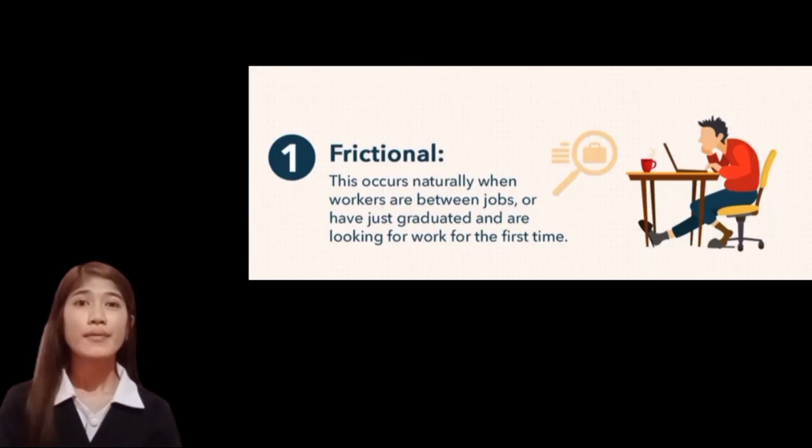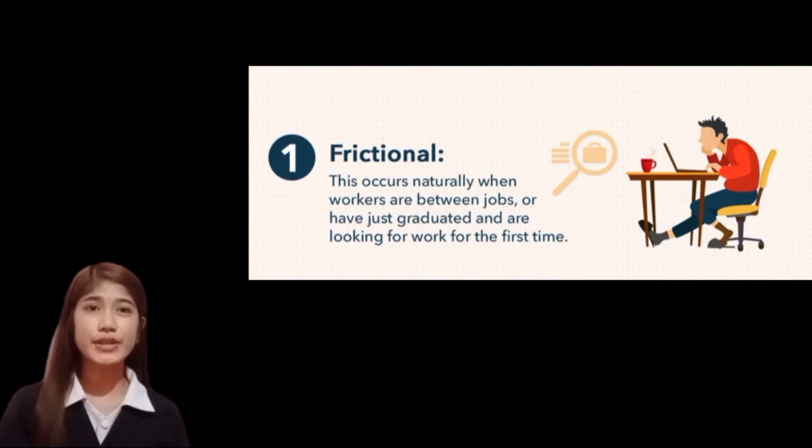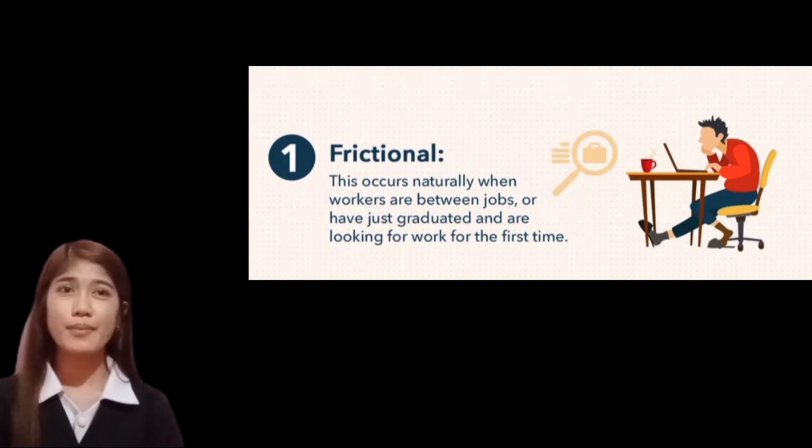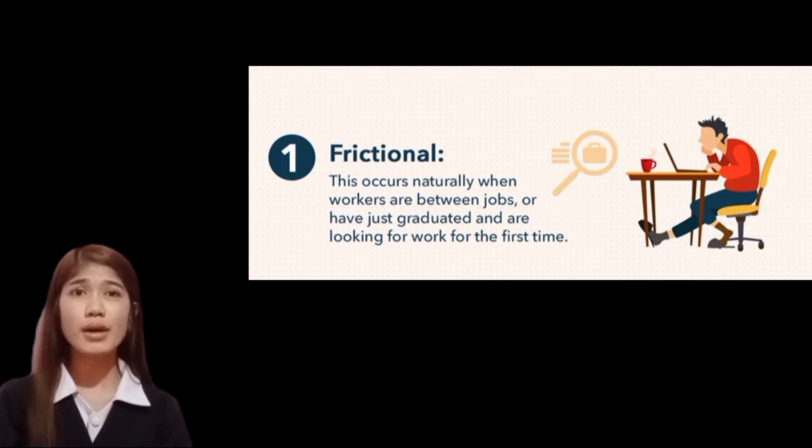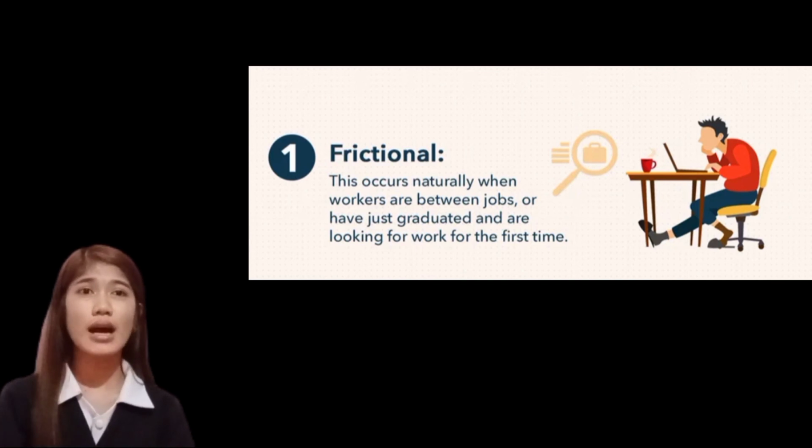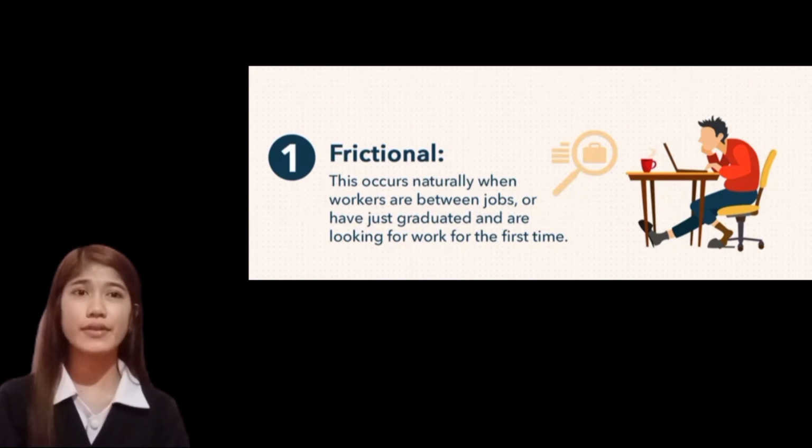There are three important types of unemployment. First is frictional. This occurs naturally when workers are between jobs or have just graduated and are looking for work for the first time. An example is the fresh graduate. Most of them are looking for a job for the first time, but the qualification in work is experience. So others are forced to work even if the job is not in their line. In addition, most of them lose hope of finding a job.